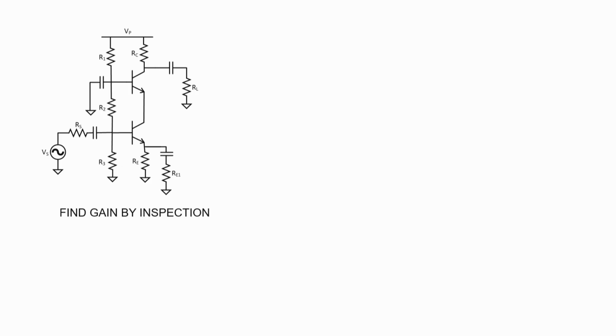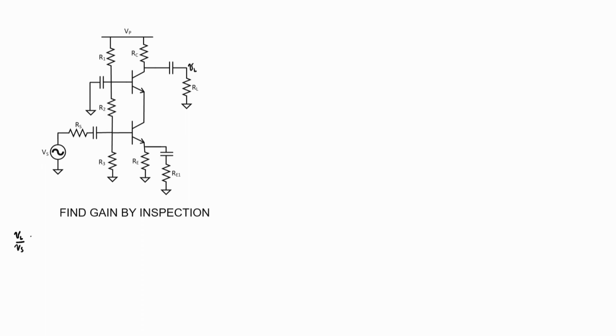Let's find the gain of the Cascode amplifier by inspection. Then let's calculate it using a small signal equivalent circuit. That's going to take us a lot more time, but it will at least convince you that you got it right. First, by inspection. Let's label our load voltage.